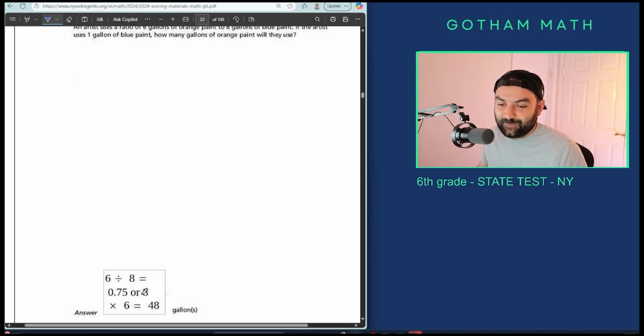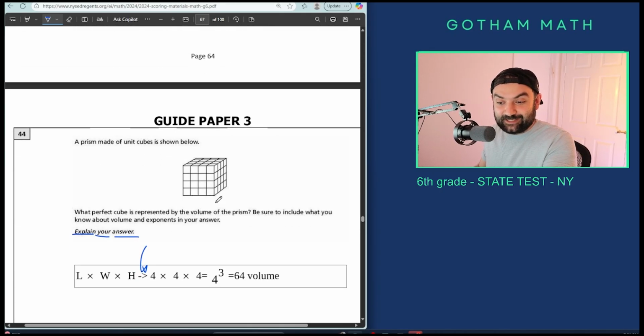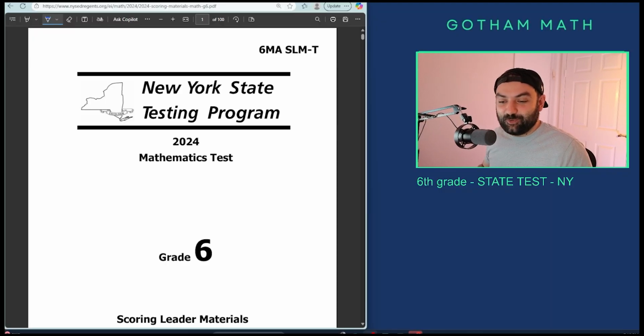They're right there. Just 6 divided by 8, 0.75, or 8 times 6. You would give this answer a 2? It's correct.